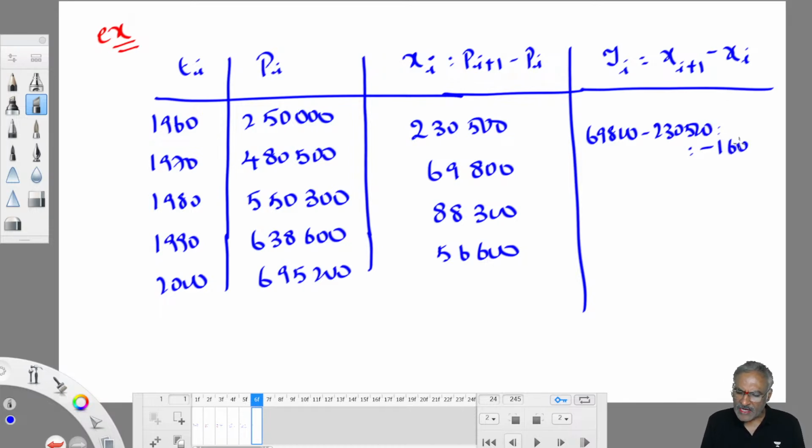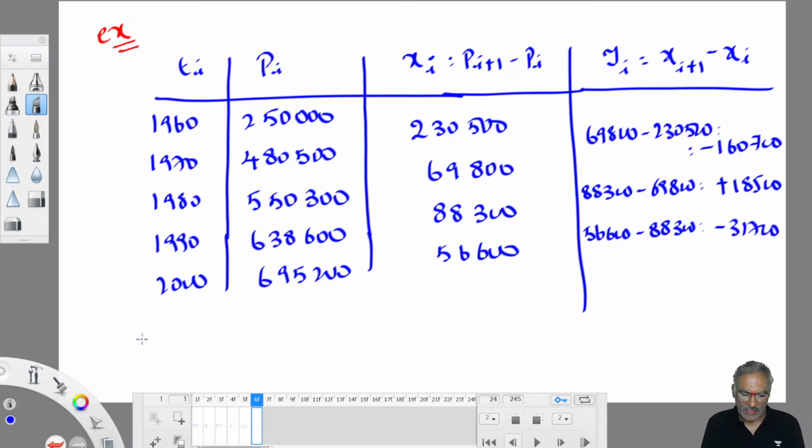It is minus 1,60,700. Between these two, 88,300 minus 69,800. If I am wrong anywhere, you correct me. Don't hesitate. It is plus 18,500. Then 56,600 minus 88,300, so minus 31,700. Now can't you work out X bar and Y bar?